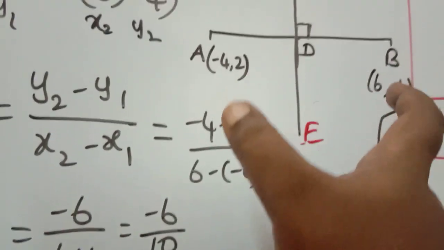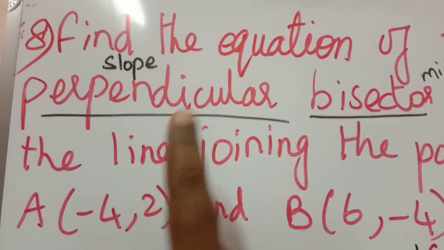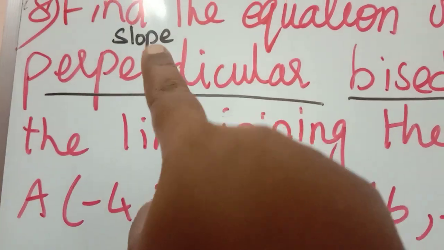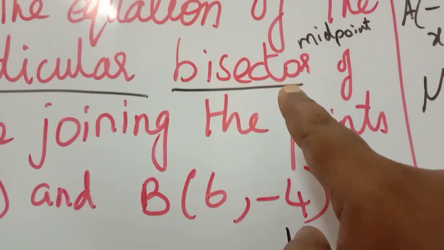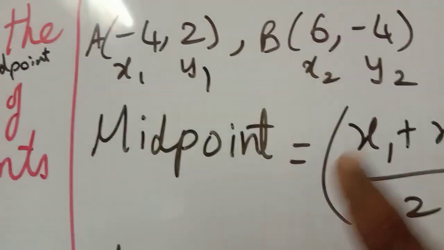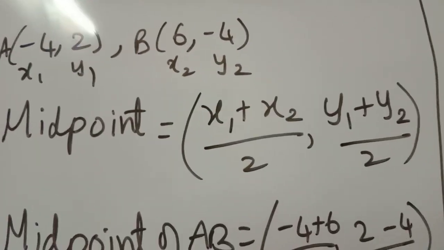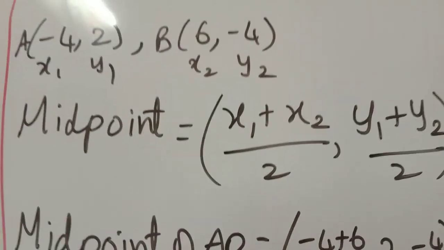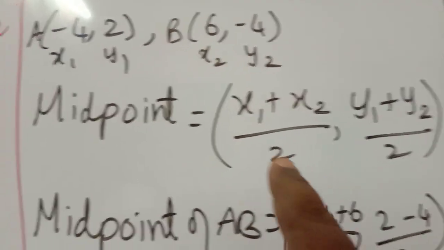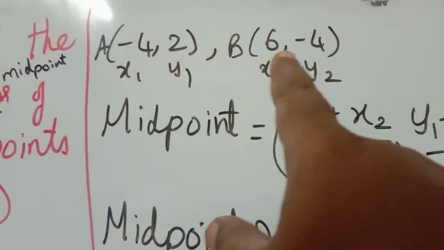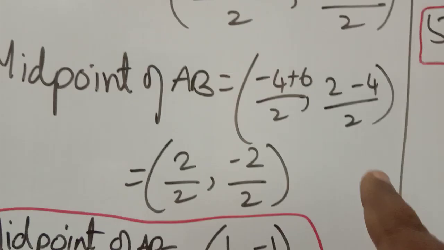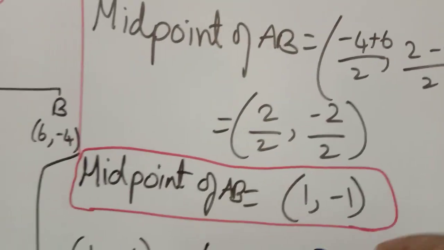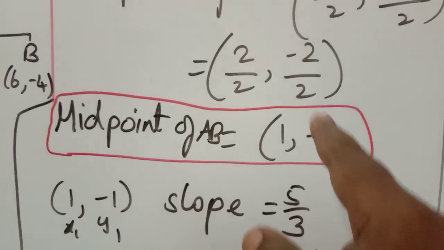So now we have found the slope. We have to find the equation of the perpendicular bisector. Perpendicular, we found the slope. Bisector, that means passing through the midpoint of AB. So we have to find the midpoint of AB. Write down the points A and B. Midpoint formula we know: x1 plus x2 by 2, y1 plus y2 by 2. Substitute the values of x1, y1 and x2, y2 in this. So minus 4 plus 6, that is 2 by 2, 1. 2 minus 4, that is minus 2 by 2, it is minus 1. So the midpoint of AB is 1 comma minus 1. This is the point D.